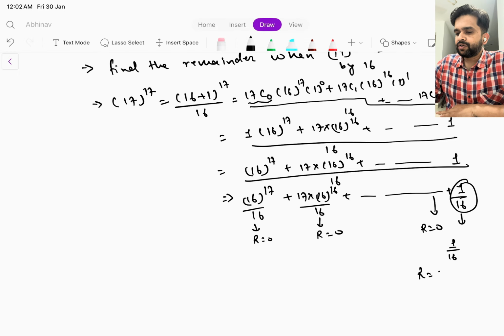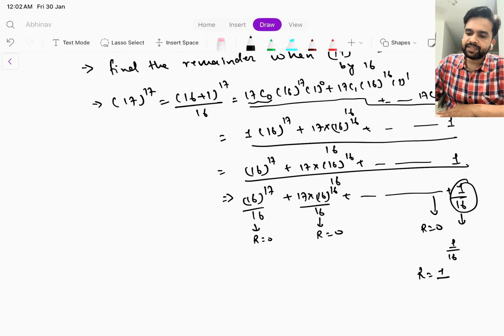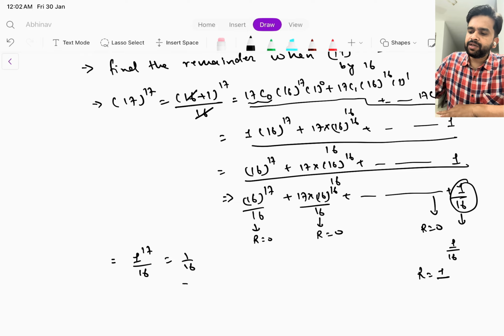So in order to solve such kind of questions, what we can do is simply cancel 16 with 16 and we'll get 1 raised to power 17, which is 1 upon 16, and hence our remainder comes out as 1. Let us take the second example.